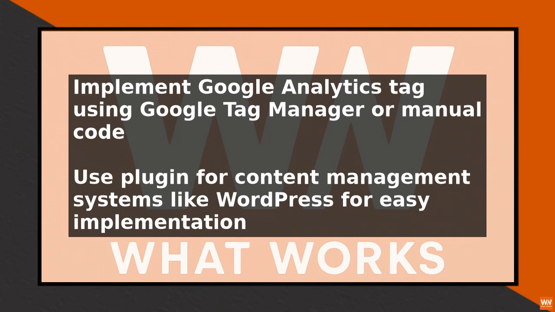If you are using Google Tag Manager, you need to create a new tag and select Google Analytics as the tag type. Then, enter your tracking ID and configure the tag settings as desired. You can also set up triggers to determine when the tag should be fired.